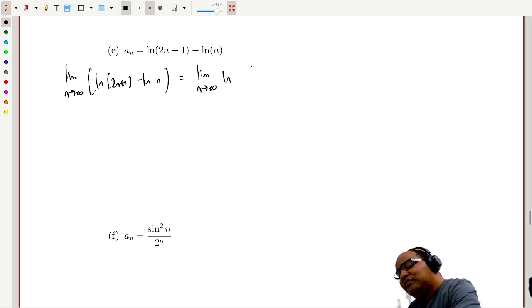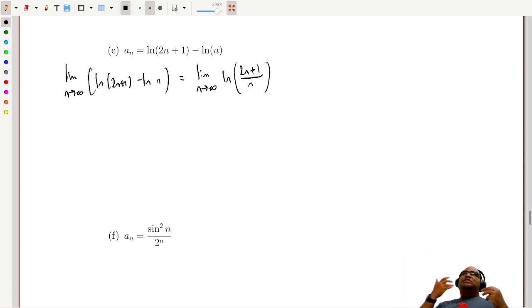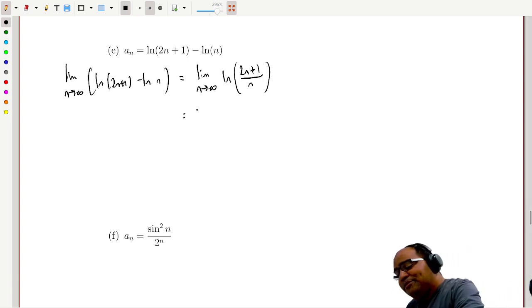So we'll have this, and we have the log of (2n plus 1) over n. Stuff over a common denominator, I can separate. So when I do the separation here, we get the limit as n goes to infinity of the log of 2n over n, which is just 2, plus 1 over n.